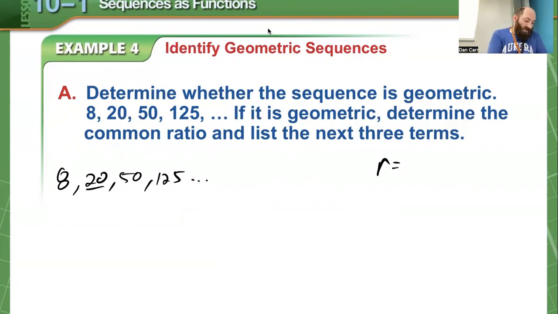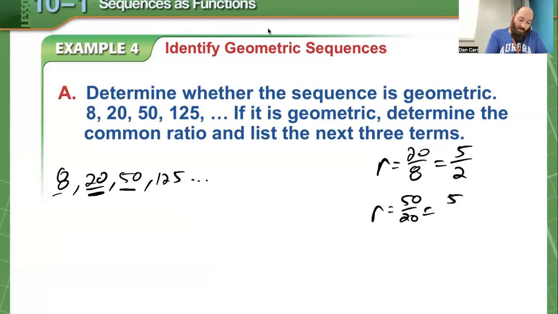What I mean by that is if I take 20 divided by 8, what is that for a common ratio? If I just reduce that, dividing by 4, it's going to be 5 over 2, as a reduced fraction. But let's check that between these two now. Is 50 over 20 the same thing? And it is 5 over 2.